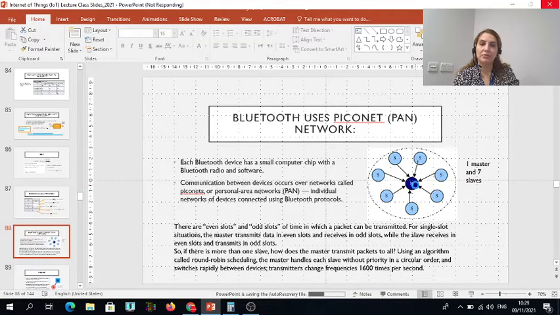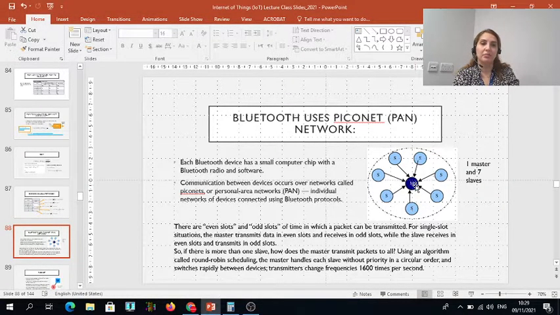So if there is more than 1 slave, how does the master transmit the packets to all of them? That's a very nice question. This algorithm is called round-robin scheduling, and the master handles each slave without priority in circular order. That's one way of the master managing how to give priority to this slave or the other one. So this can be done using round-robin scheduling.